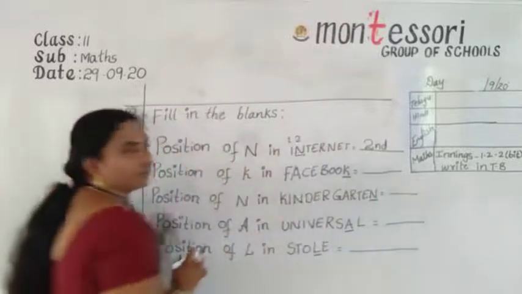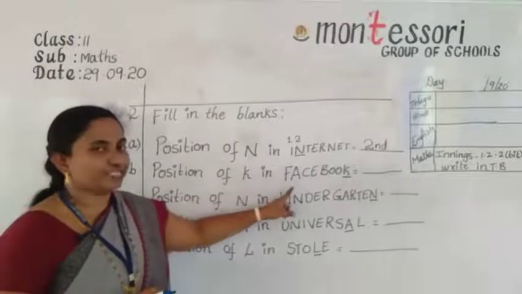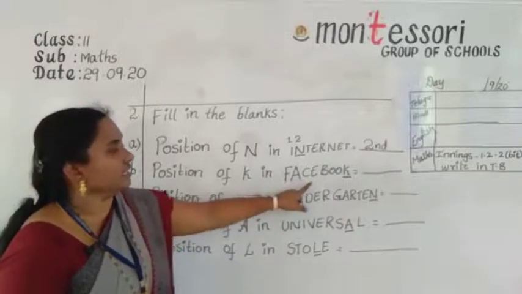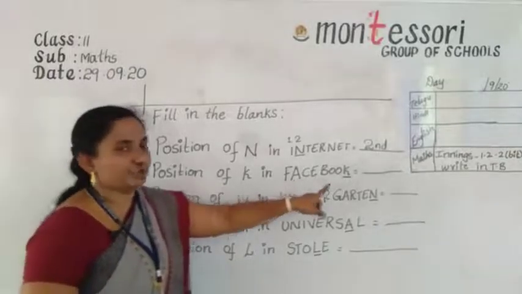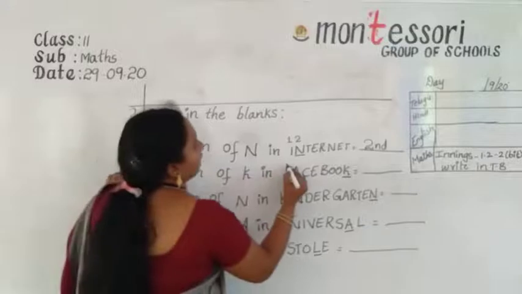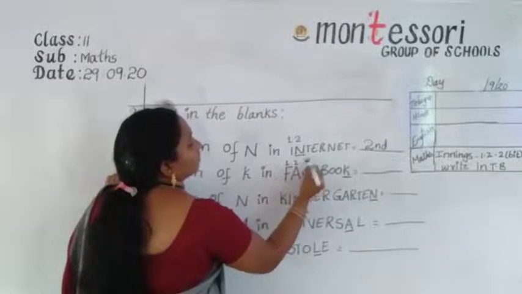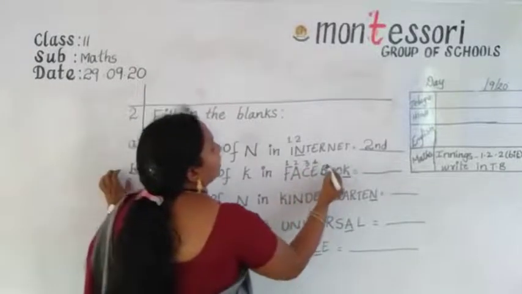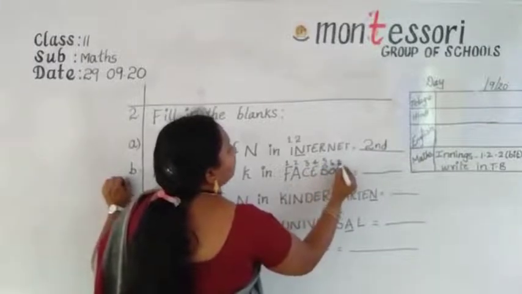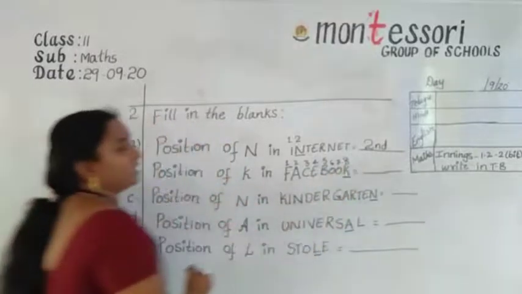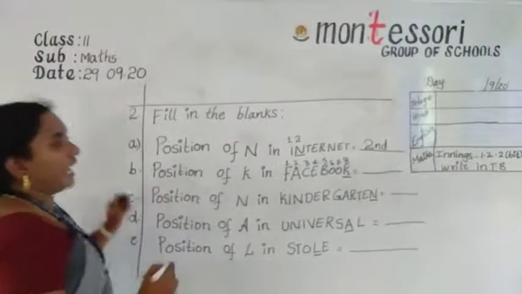Understood all of you? Now B bit: position of K in Facebook. FACEBOOK. Now we can write the positions. F in first position, A in second, C in third, E in fourth, B in fifth, O sixth, another O seventh, and K, the position of K is 8th. The position of K in Facebook is 8th.